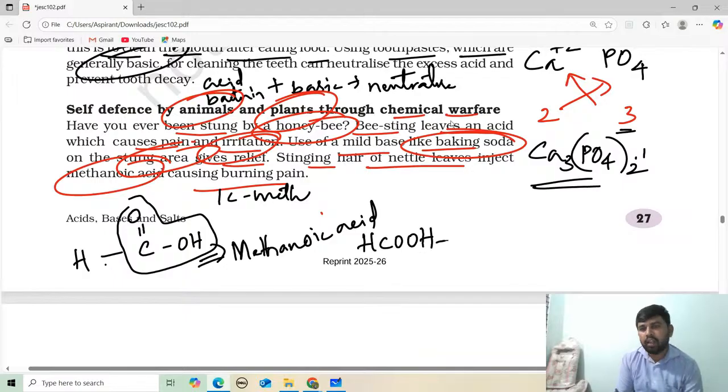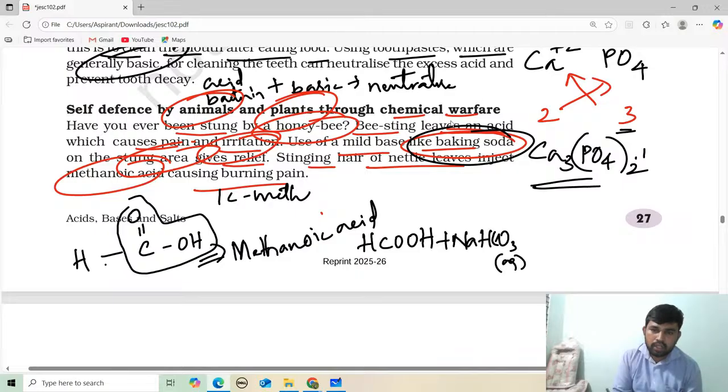This can be neutralized by a mild base. If it is stung by a honeybee or ant, we need to rub that area with a solution of mild base. It means what, sir? NaHCO3 solution, which means aqueous solution. Then what happens here?